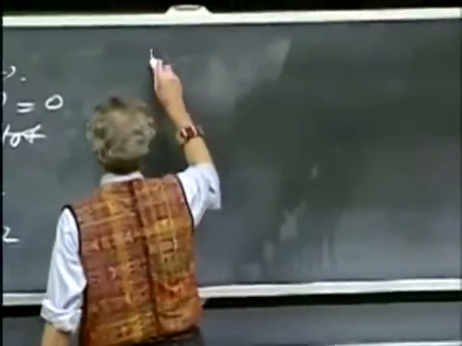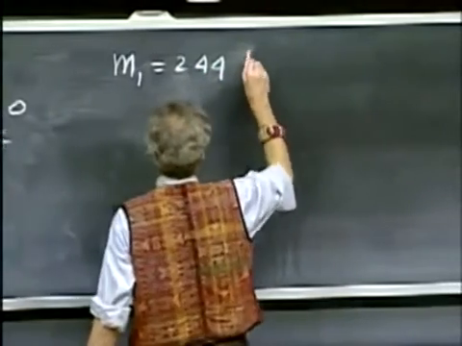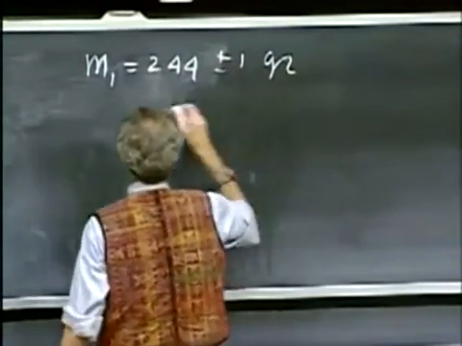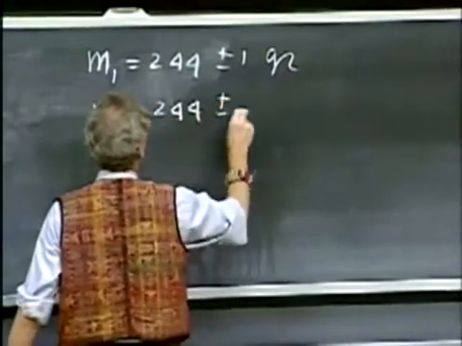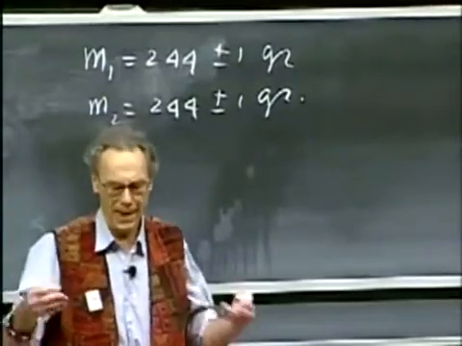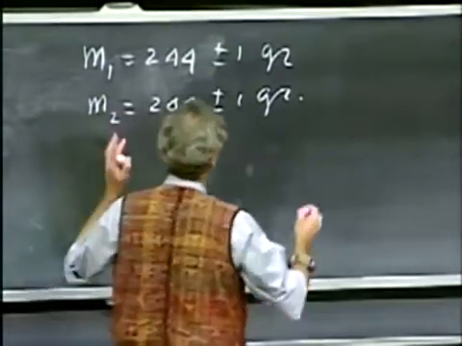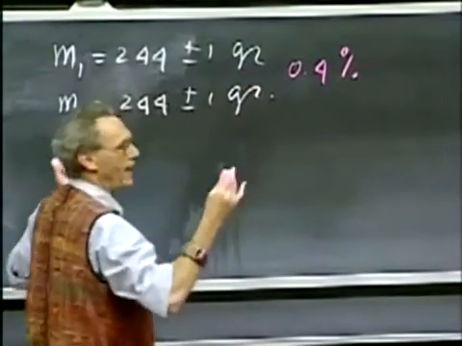The first experiment that I will be doing, M1 is 244 plus or minus 1 gram, and M2 is also 244 plus or minus 1 gram. In other words, the uncertainty in the masses is something like 0.4%. That's just part of life. I can't do much better.